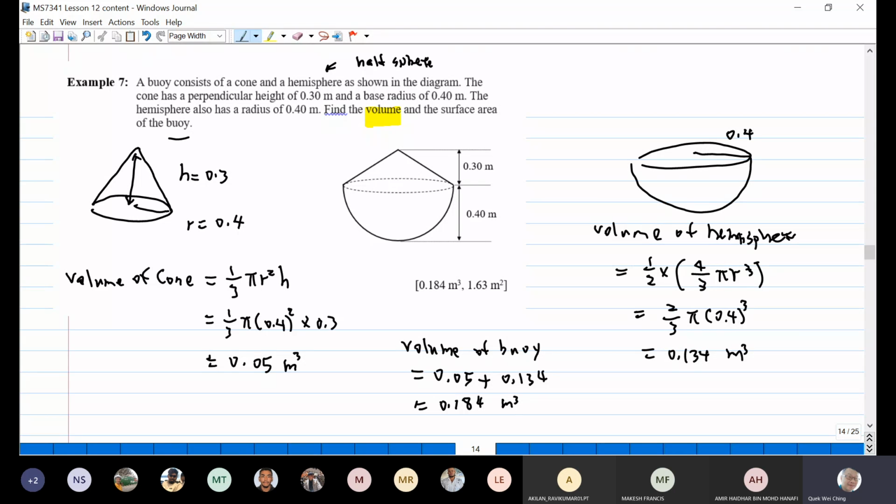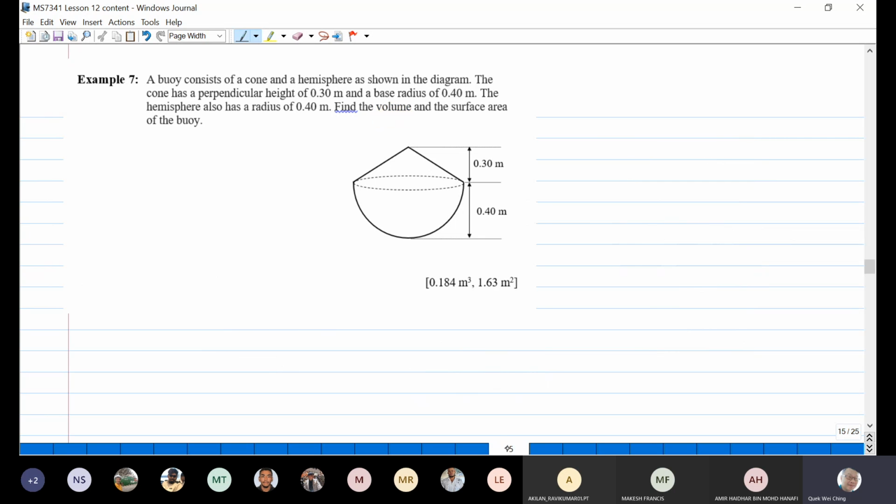Okay, now we'll move on to the second part, right? Find the surface area. Now I want to find surface area. Okay, how to find surface area? There's a cone, there is a hemisphere. So let me draw again. There's a cone. There's a hemisphere. Over there, I want to find the surface area now.